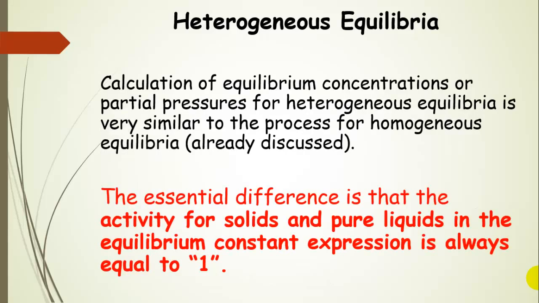Now, we can calculate equilibrium concentrations or partial pressures for heterogeneous equilibria just like we do for homogeneous equilibria. However, there's one big essential difference in these calculations, and that is when we write the equilibrium constant expression for a heterogeneous system, the activity for all solids and pure liquids present is going to be equal to 1. So the activity for any solid or pure liquid is 1 in the equilibrium constant expression.